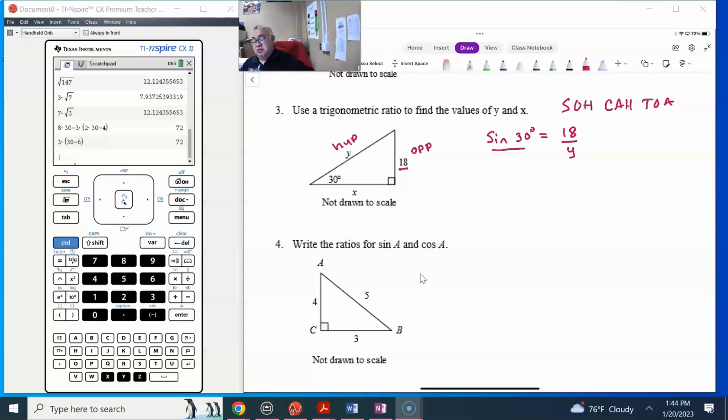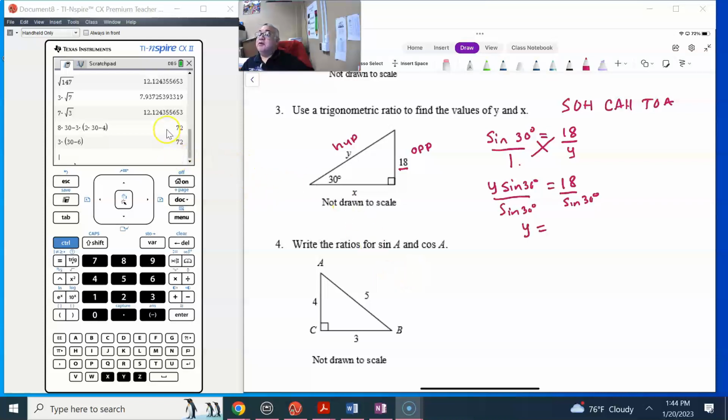You're going to make this into a fraction. Remember, in order for us to solve for y, we have to cross multiply. So 18 times 1 gives you 18, and we have y times the sine of 30 degrees. Next, you divide by what you're multiplying by y, so you're going to divide by sine of 30 degrees.